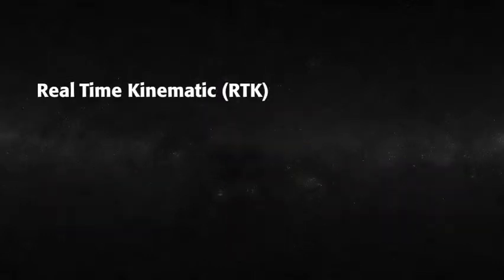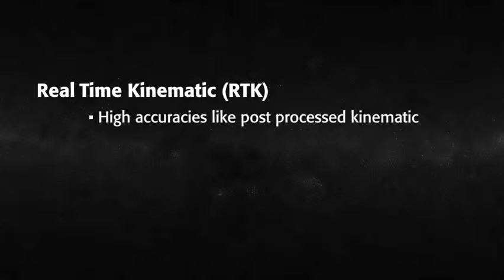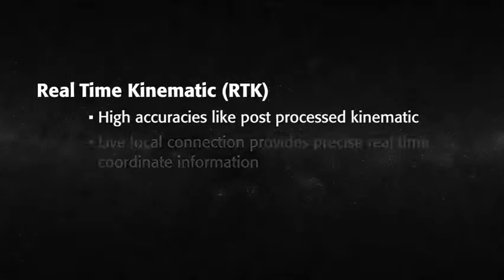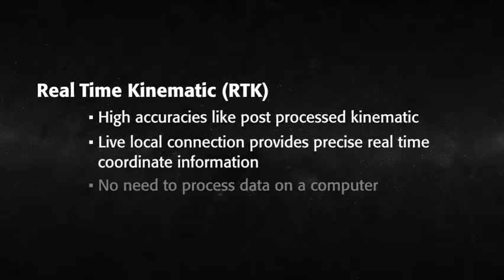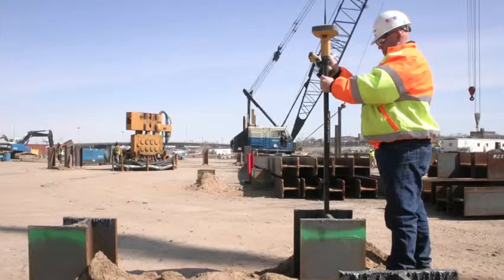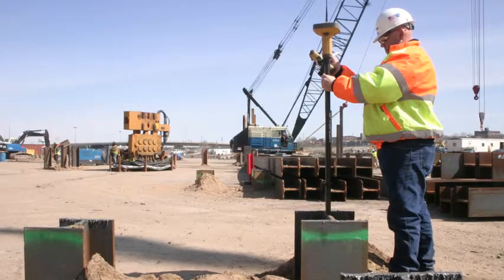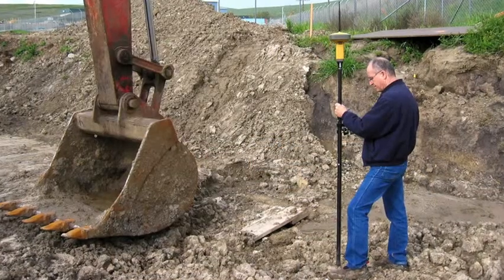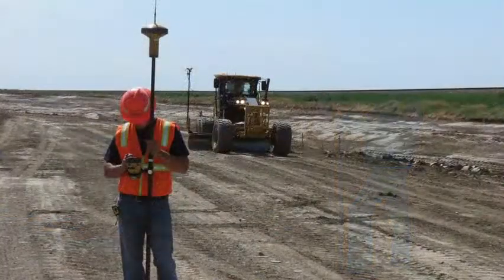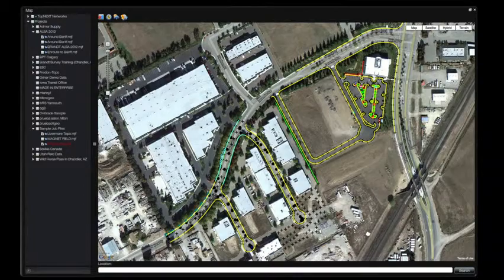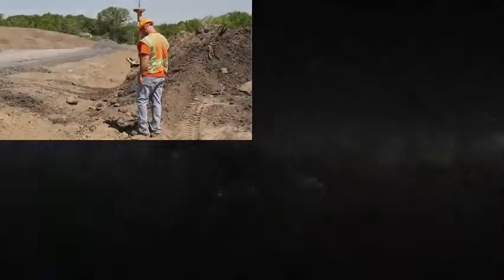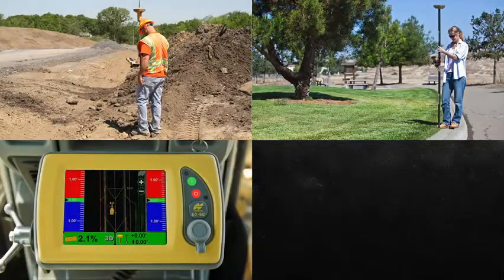RTK provides high accuracy like post-processed kinematic, but since the connection is local and live, it gives you precise coordinate information in real time, right there on the job site, without having to go back and process a bunch of data. Suddenly, RTK opened up all kinds of GNSS applications on a job site. Not only could you accurately measure your location on the site in real time and collect information, but you could compare the real-time position to site design files to stake out points, lines, or measure cut and fill values on a construction site.